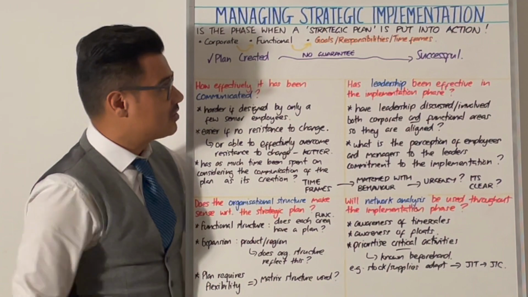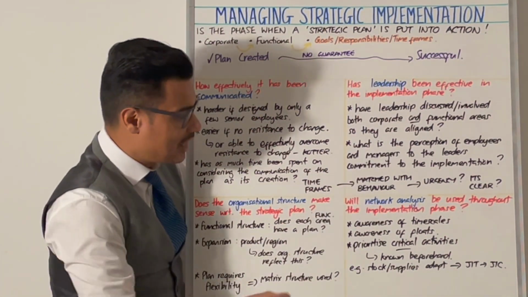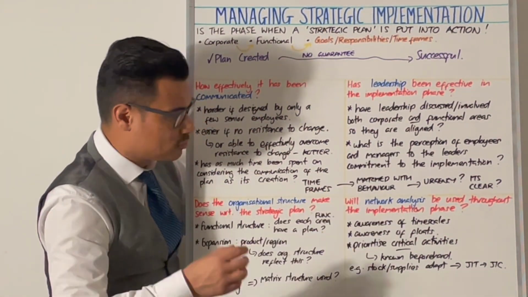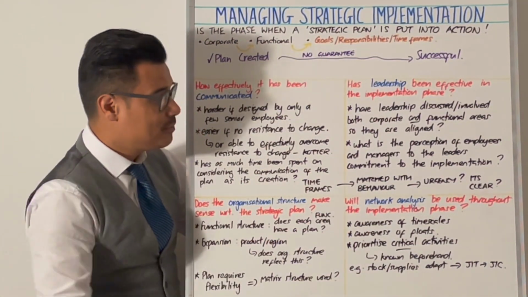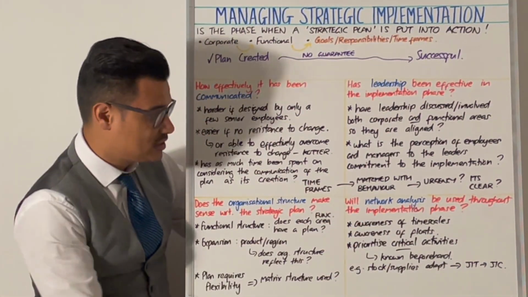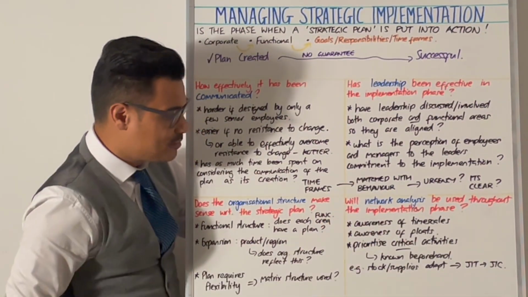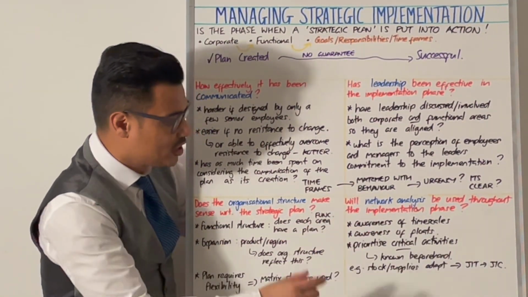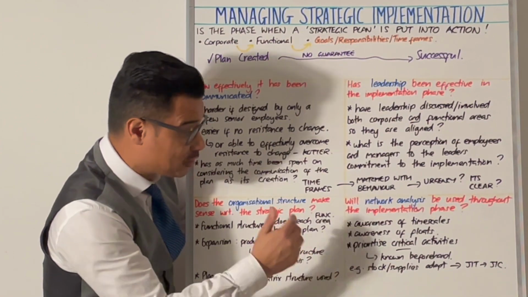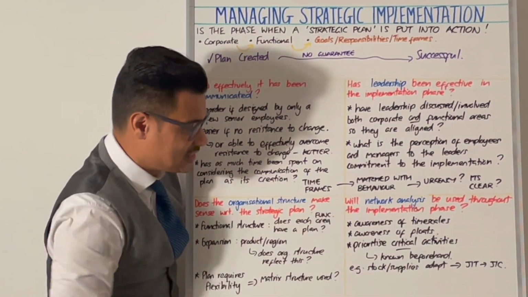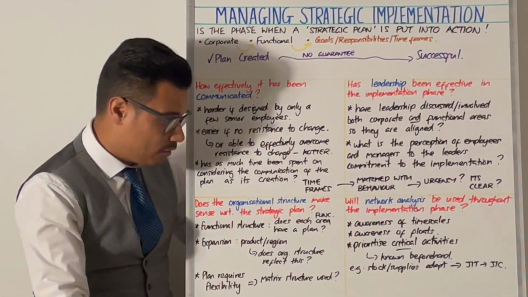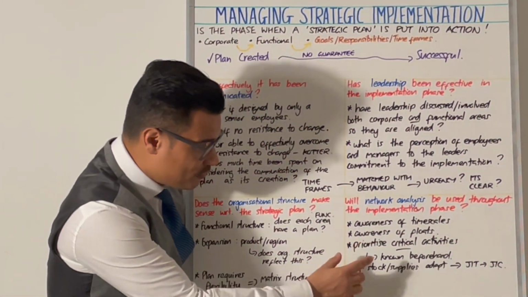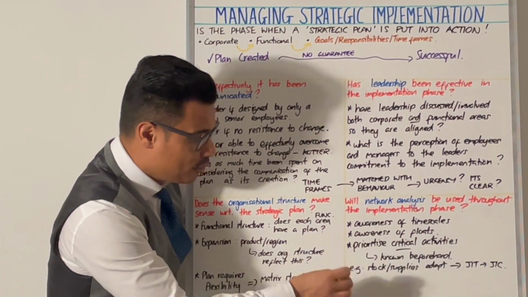The final area to look at in terms of the implementation of the plan is, will network analysis or critical path analysis be used throughout the implementation phase? Because if you use network analysis, well, then you're going to have awareness of the timescales, you'll have awareness of floats, you'll be able to prioritise the critical activities, and you might establish that there are some critical activities on the CPA, and therefore that's known beforehand, so you might put things in place.